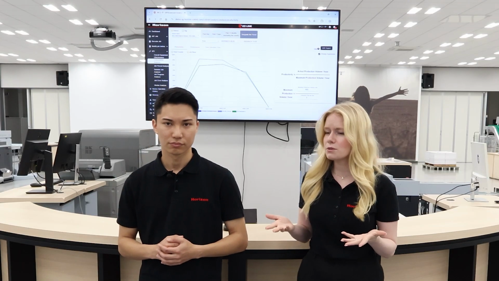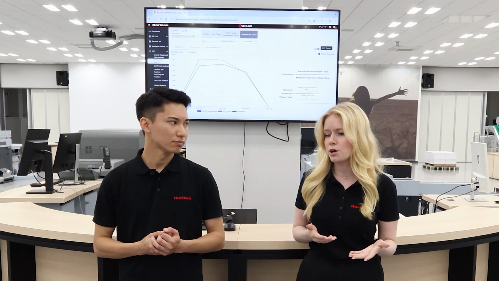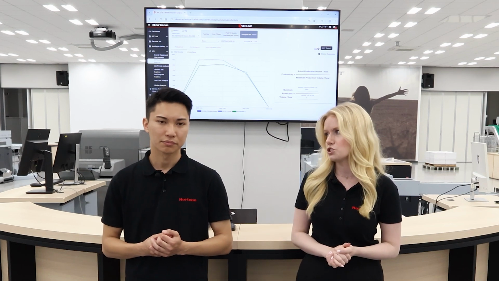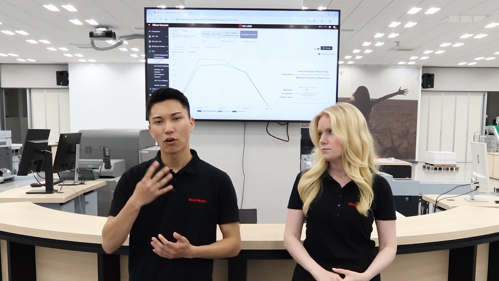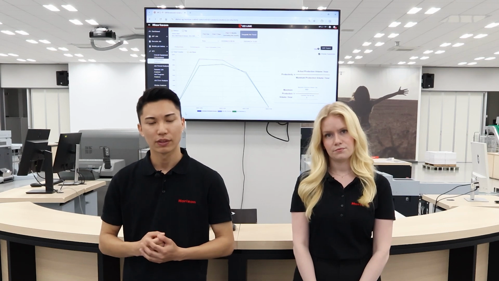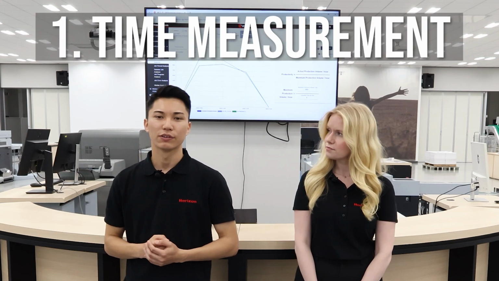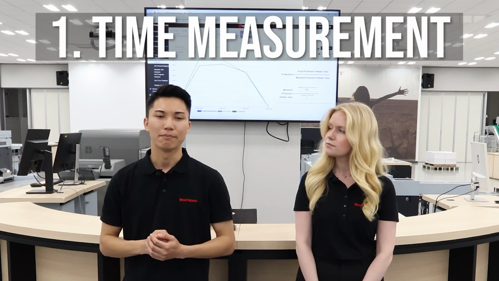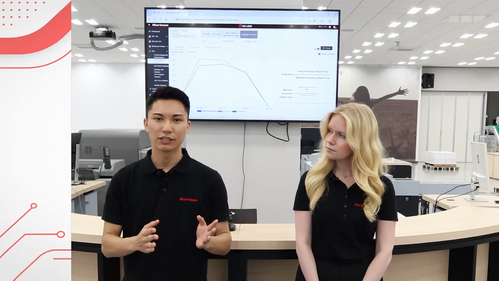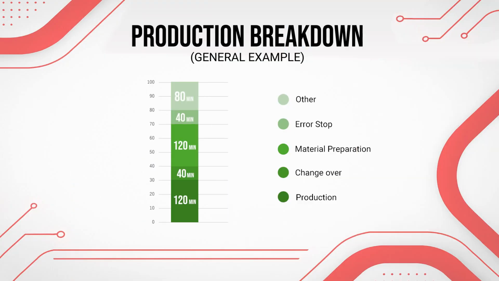So what are some solutions that we can come up with based on the iCE Link data for these issues? That's correct. Here are 4 specific solutions I suggest. First, time measurement for each work process. By measuring the time spent on each process, such as preparation, adjustment, and transportation, it is possible to quantitatively identify which processes are taking the most time.